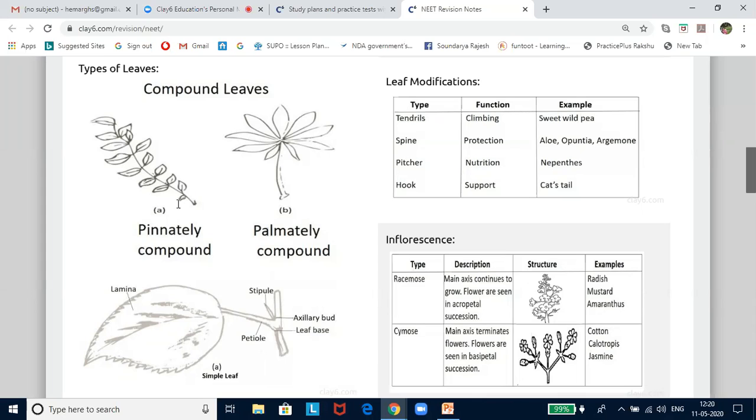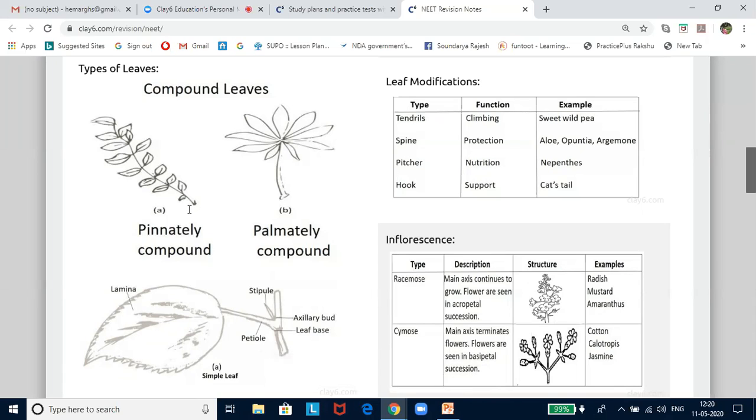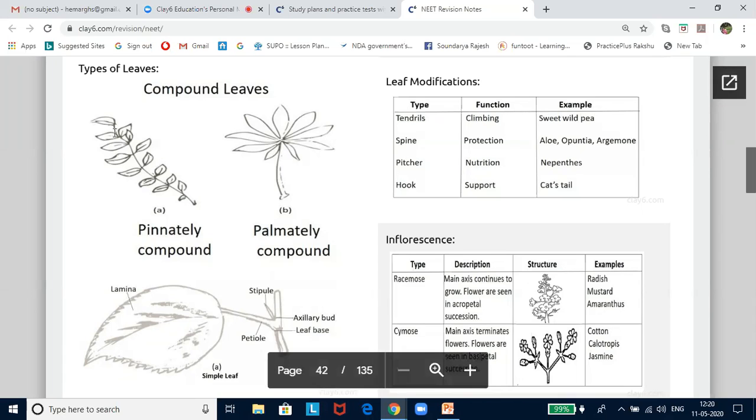Compound leaves can be pinnately compound or palmately compound. In a pinnately compound leaf, a number of leaflets are present on a common axis, the rachis, which represents the midrib, for example neem. So there is one rachis, and on this you will find leaflets. At the terminal point, if it ends with only one leaflet, it is called an imparipinnate pinnately compound leaf. If there are two leaflets, you call it a paripinnate pinnately compound leaf. Now let us look at the palmately compound leaf.